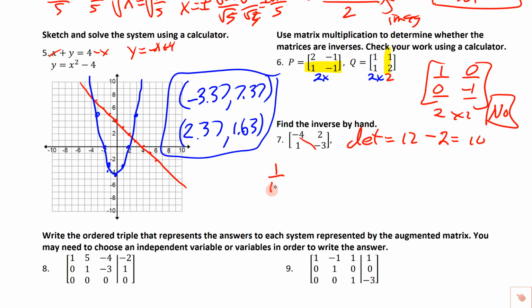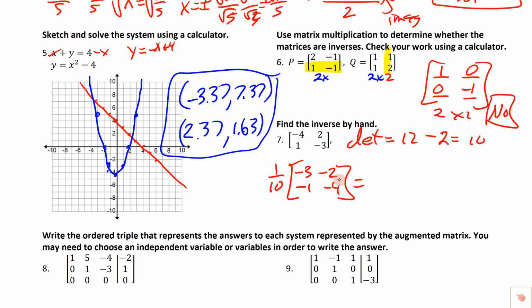It's going to be 1 over the determinant, and then we move these around in kind of a specific way. We're going to switch places with the two of these, and we're going to change the sign to the opposite sign for the upward diagonal. So the downward diagonal changes places, so this is going to be negative 3 and negative 4, and these two become the opposite sign that they used to be. So the 2 is now going to be a negative 2, and the 1 is now going to be a negative 1. And then we just take this and we multiply through.